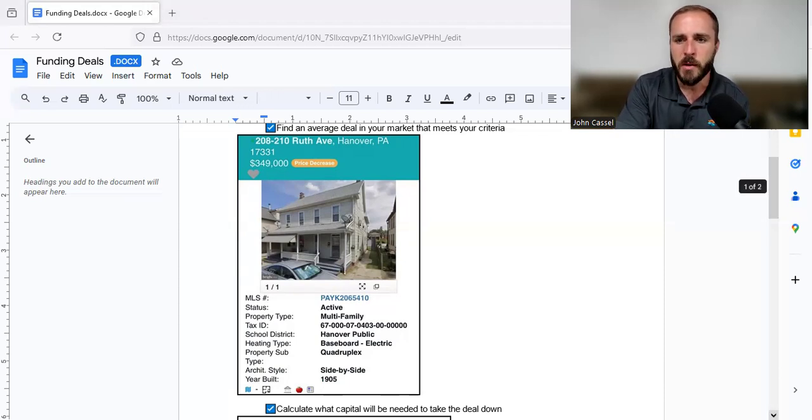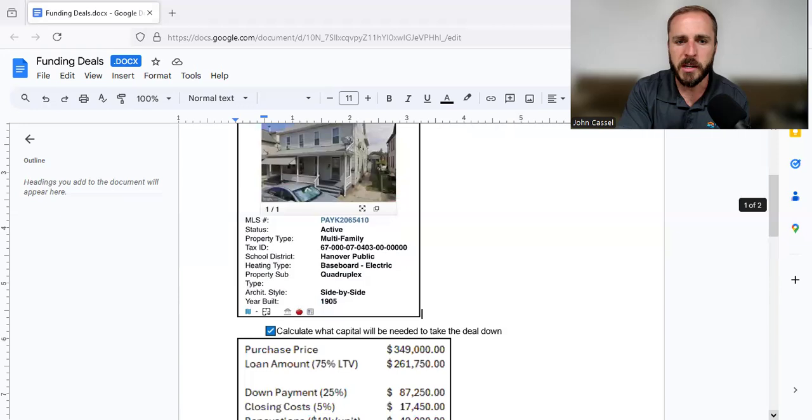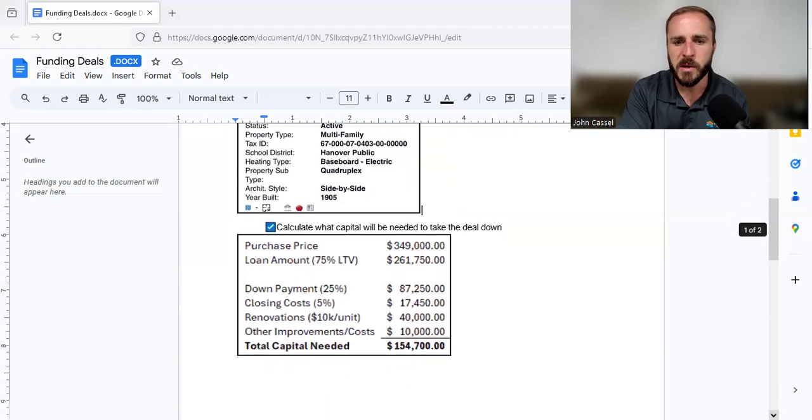So what you want to do at first is find out how much you're going to need for a typical deal. That way you can plan ahead of time to have that ready to go. So then when you find your first deal, you can pull the trigger and you're not too worried about finding money for the deal. It's already kind of lined up. So the property here, 4 unit property, $349,000.